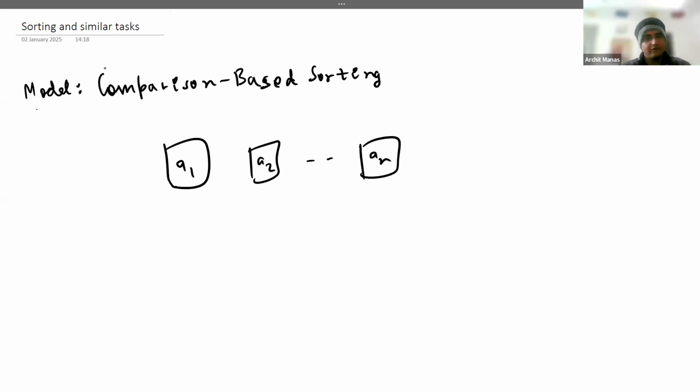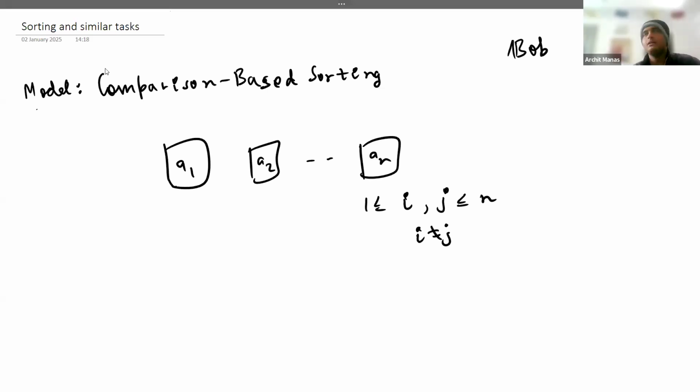The way you're allowed to obtain information about these objects is through queries to an Oracle function, let's say. What I mean by that is maybe there's this fictional player, let's call him Bob, who has all the knowledge about these objects A1 through AN. And in a query, you can ask Bob something like (i, j), where i is not j. What that does is it asks Bob the question: is Ai less than Aj? Like, which of Ai and Aj is bigger? And Bob, of course, replies truthfully that maybe Aj is bigger, or Ai is bigger.